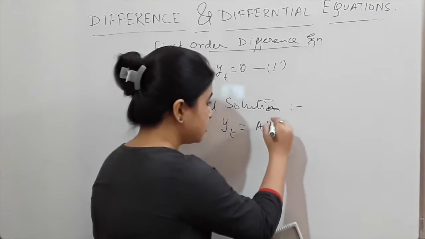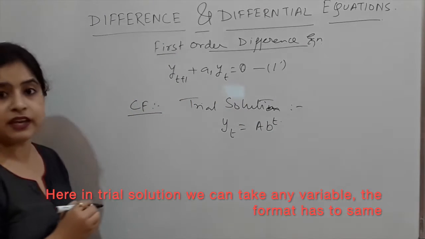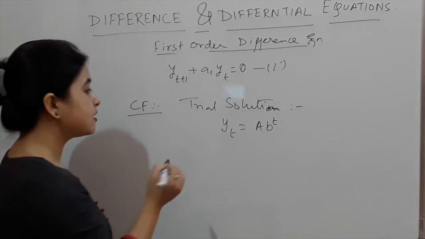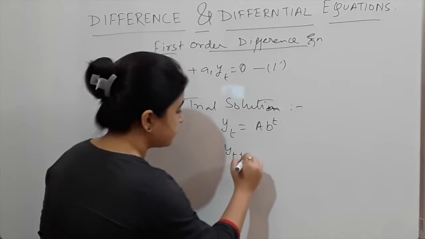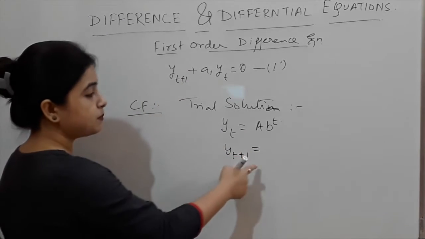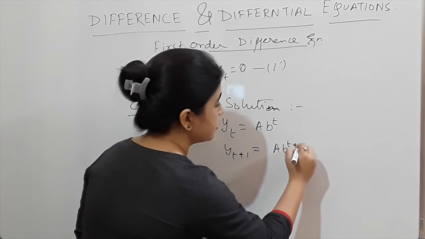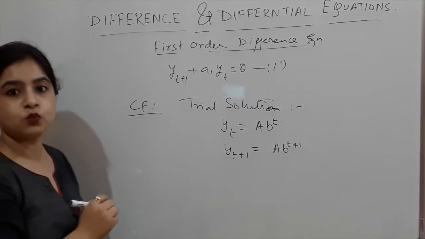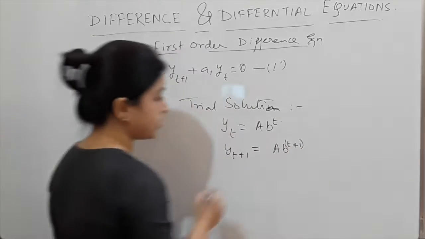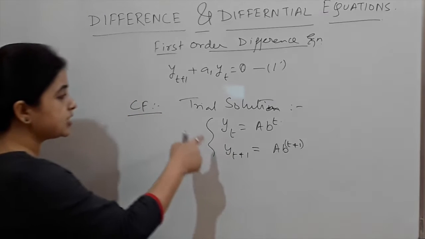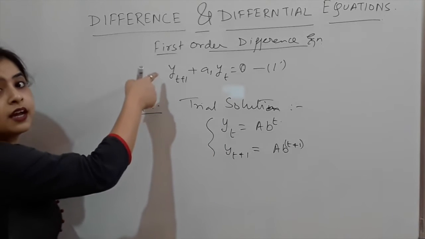Okay, I hope you can see it very clearly. y_t is A into b to the power t. And what is the value of y_(t+1)? It will be equal to A b to the power t plus 1. This is together, right? Now all we have to do is substitute these two values in equation number 1 prime.